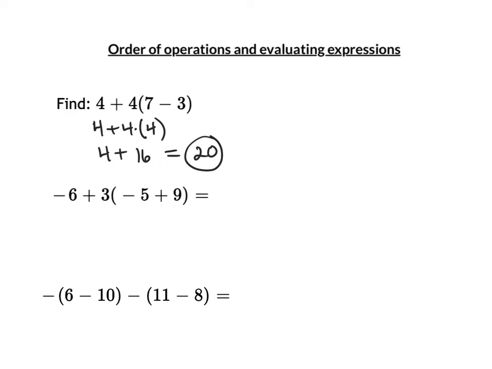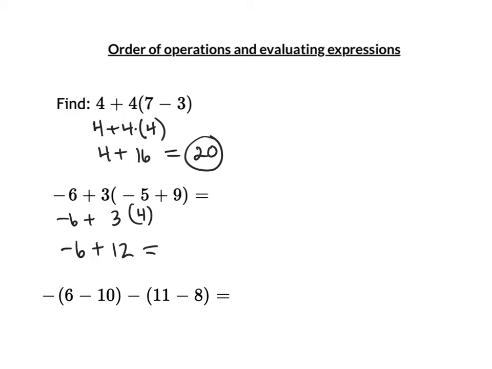Next example, do the parentheses first again. Negative 5 plus 9, that is 4. I'm doing the parentheses first. Now I have addition and multiplication. I've got 3 times 4, and I've got that negative 6 I'm going to add. I've got to do my multiplication first. This is negative 6 plus 3 times 4 is 12.